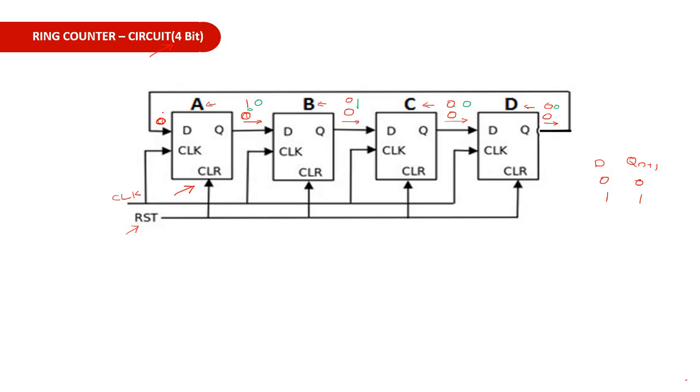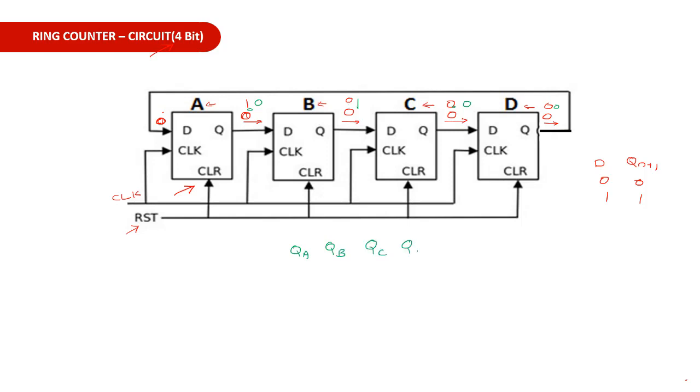Similarly, when the next clock pulse comes, you can see that the flip-flop C input is 1, and all other flip-flop inputs are 0. So the output of the C flip-flop will become 1 and all other flip-flops will be 0. That means, first case, that is QA, QB, QC and QD.